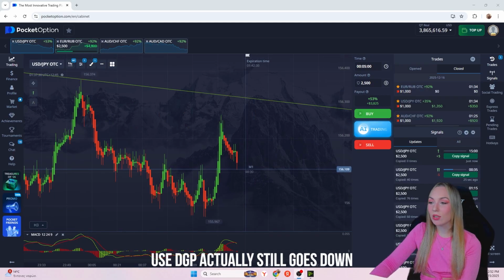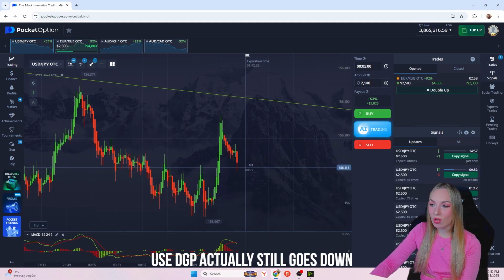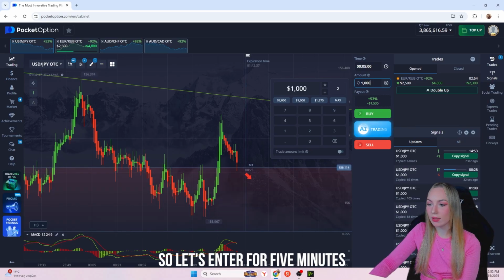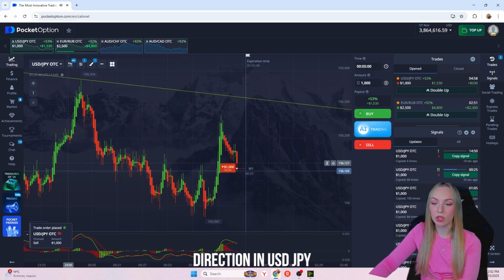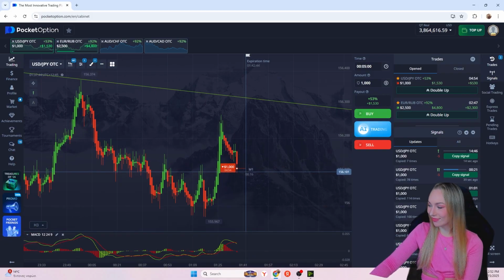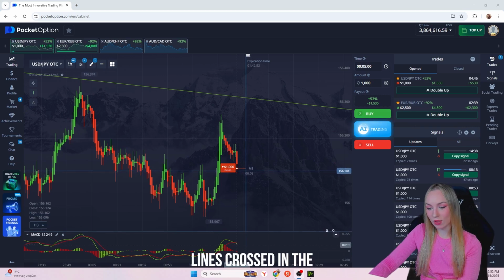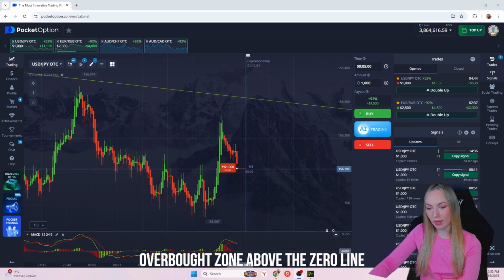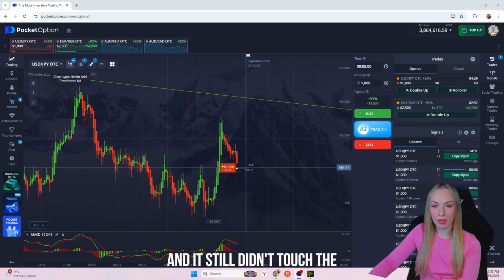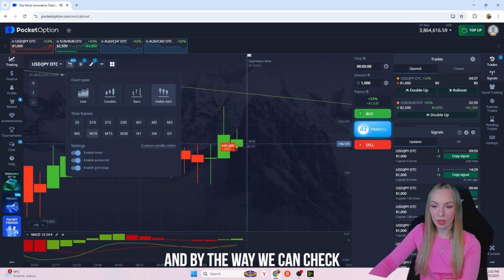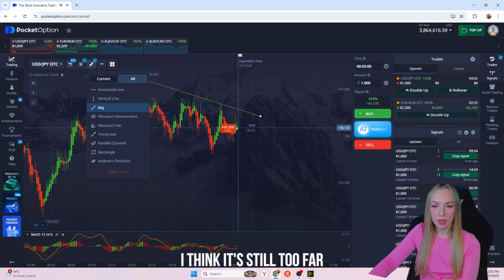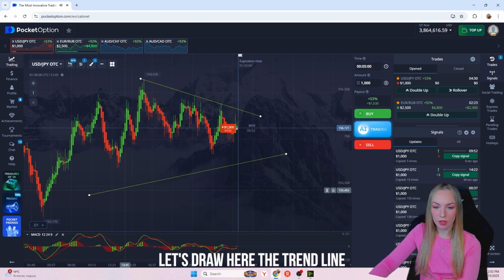USD JPY actually still goes down, and to tell the truth, I believe that it will continue going down. So let's enter for 5 minutes in the downward direction in USD JPY. Good luck to me. Again, MACD lines crossed in the overbought zone above the 0 line, and it still didn't touch the support line. By the way, we can check where the support line is. I think it's still too far.